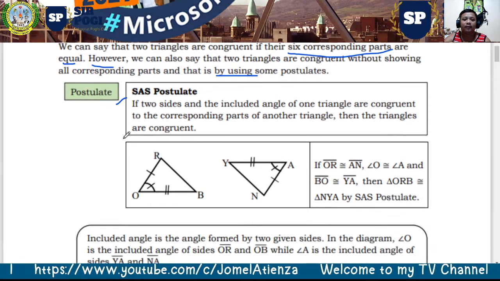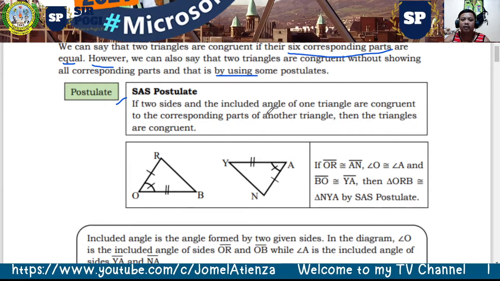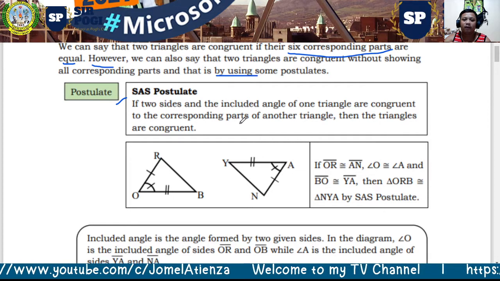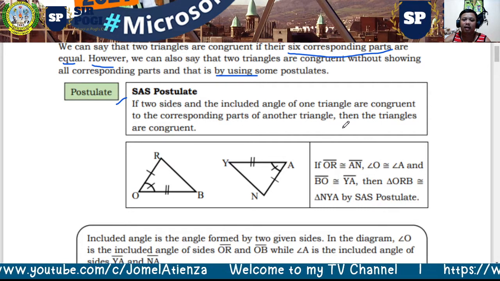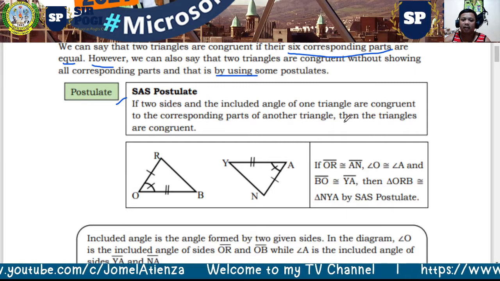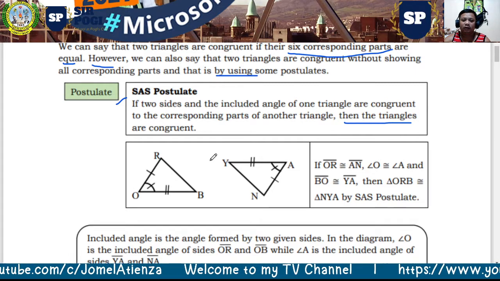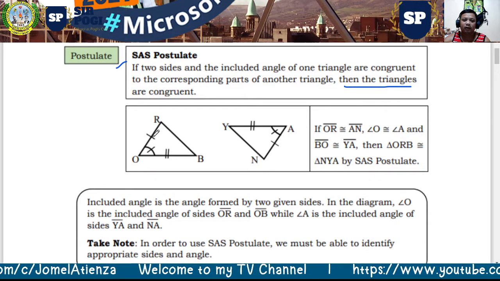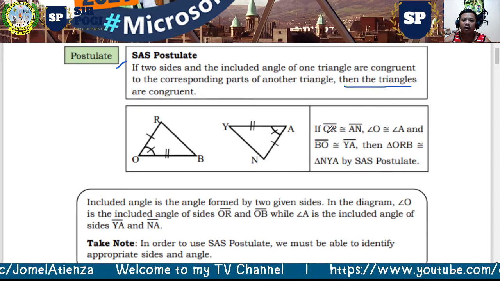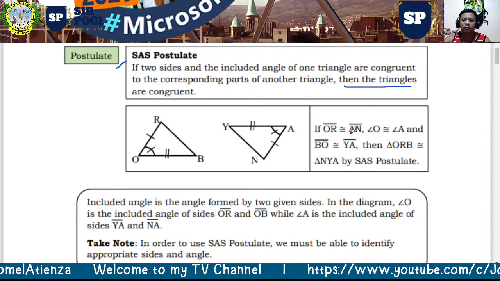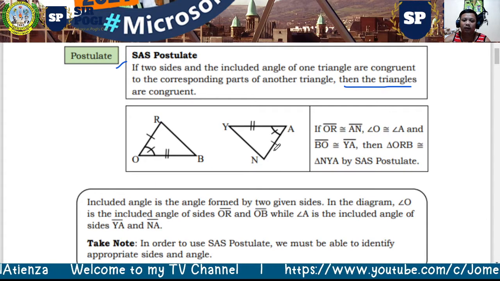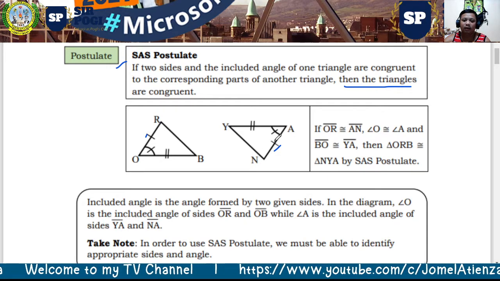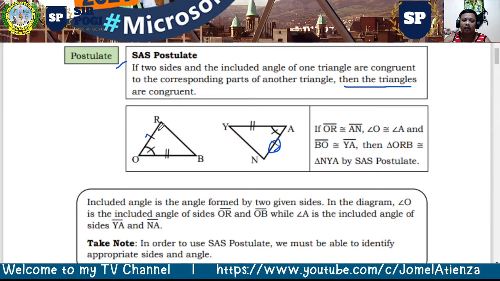side-angle-side postulate: if two sides and the included angle of one triangle are congruent to their corresponding parts of another triangle, then the triangles are congruent. Yun yung tinatawag natin SAS. So SAS, ito yung corresponding parts natin. We have segment OR is congruent to segment AN. Ito yung AN, ito yung OR. So yun ang equal. So makikita nyo, meron tayong markings dito.